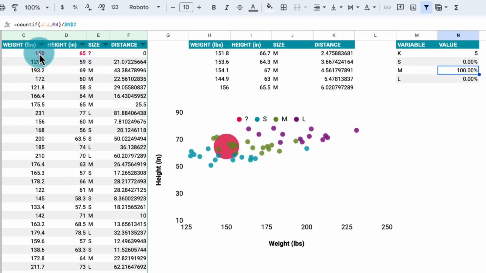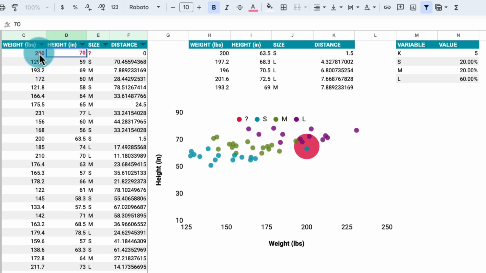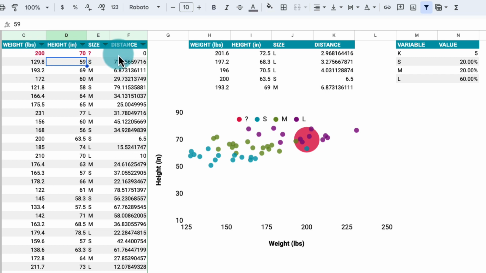And our last example, we have an individual who has 200 pounds and 70 inches. And then what we notice here is that most of the people in this circle wear large, with a few exceptions of one medium and one small. And when we see this here, 60% are large, 20% medium, 20% small. Therefore, we would predict this individual to wear a large size t-shirt.